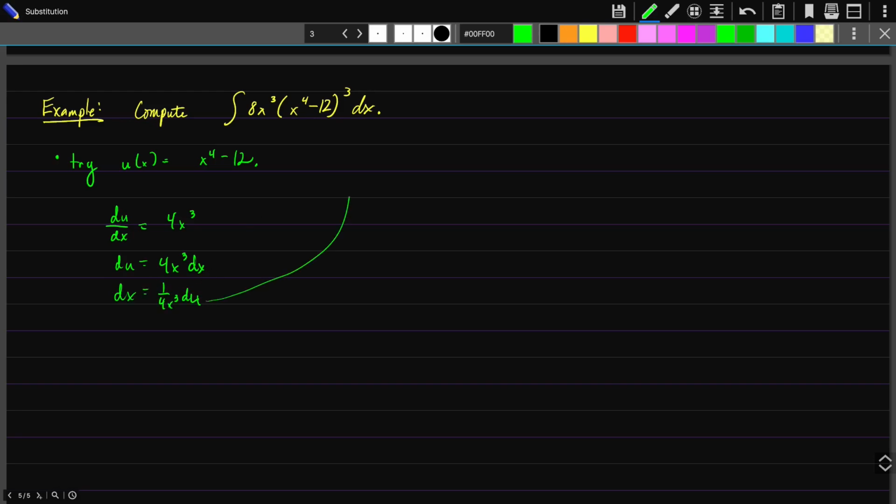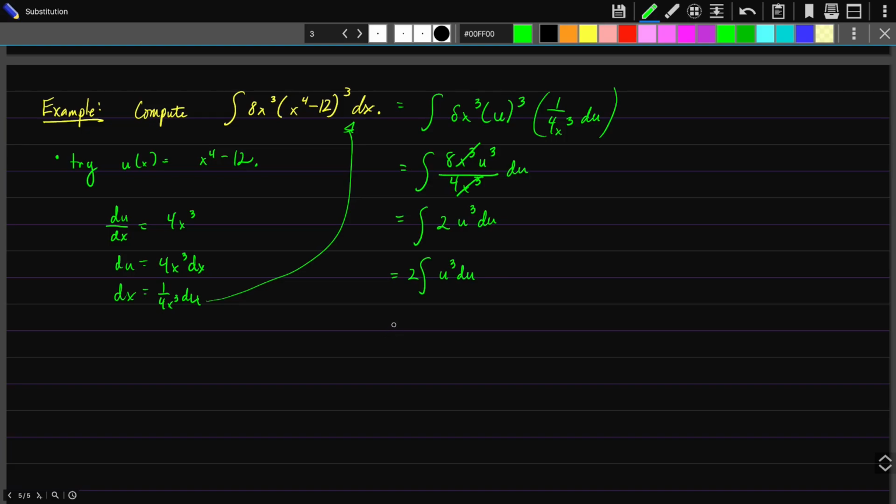And if I plug that into my integral, what it gives me is the indefinite integral of 8x cubed times u cubed times 1 over 4x cubed du, right? Because that's the formula I just found for dx. So now I can simplify, and from there, this is just a simple computation, the same as we always did. An antiderivative is 2u to the fourth over 4 plus a constant, which is equal to u to the fourth over 2 plus a constant.